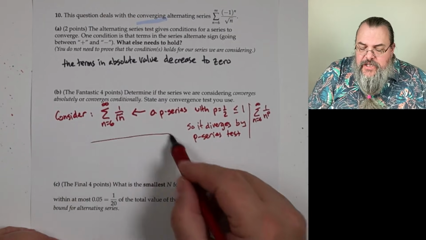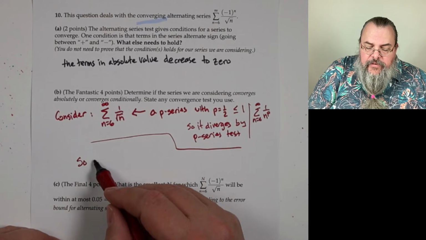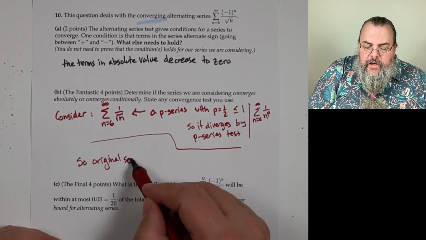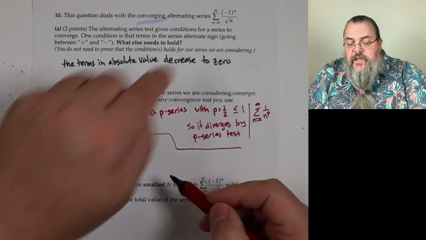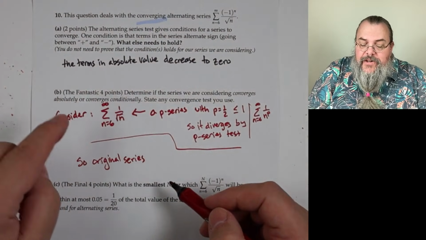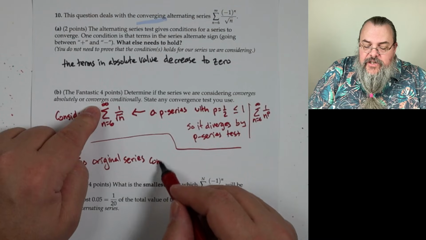So our conclusion is that our original series is what? Well, we know the original series converges, but if we drop the alternating part, it diverges, so the original series converges conditionally.